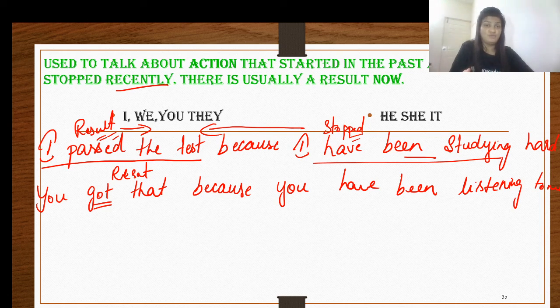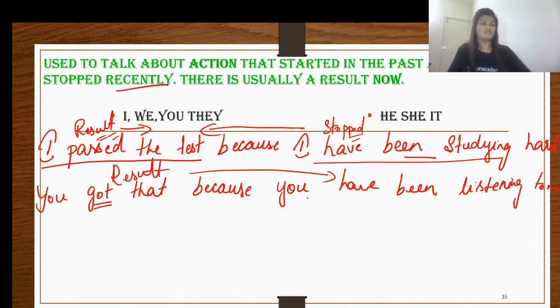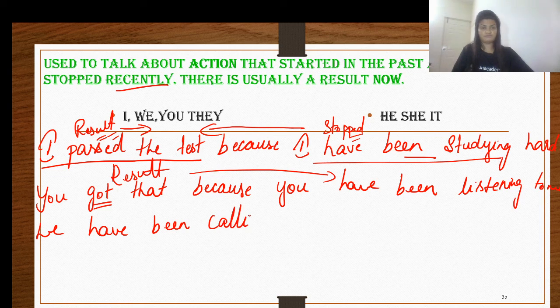I was explaining to you the explanation. I was explaining the tenses in a very detailed way, and you understood that, or you got that clearly because you have been listening to me. You have been listening to me continuously, and after having listened to me clearly, now you have understood that. So this is the result. This is the result, and this is the action which actually stopped very recently. The next one is, we have been calling her continuously.